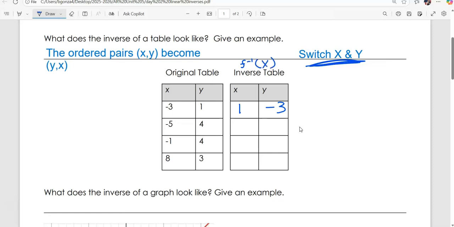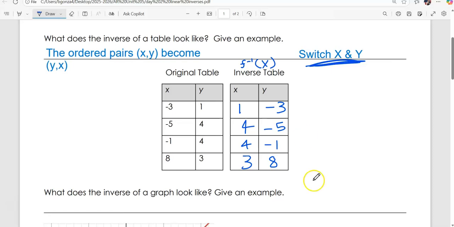What are you doing? Go ahead and fill out that whole table, flipped around. So negative 5, 4, flip it around: 4, negative 5. Negative 1, 4: 4, negative 1. 8, 3: 3, 8. Is switching the order really easy? Yeah. It's inverse. That's it. So tables are pretty easy, in my opinion. Just switch them.